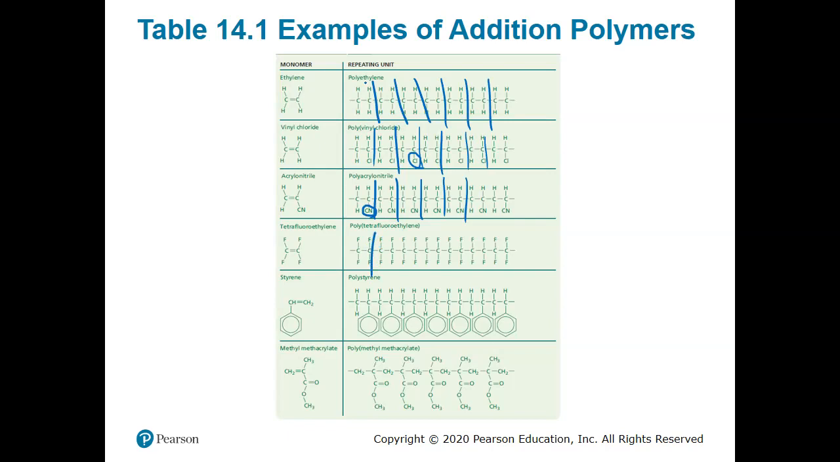Tetrafluoroethylene, you can see it looks very similar to polyethylene. The only difference is that we've replaced all those hydrogens with fluorine, but again, over and over, the cycle repeats and repeats. So that's what addition polymers are all about. We've got the same unit repeating over and over again. This might repeat 100 times, 1,000 times, 10,000 times. It just depends upon the nature of the building materials and how much of those materials we have.